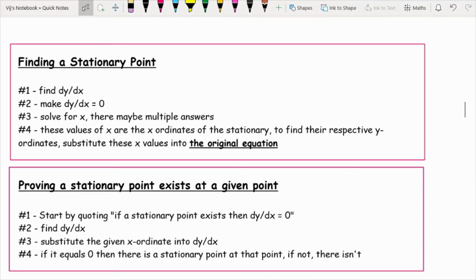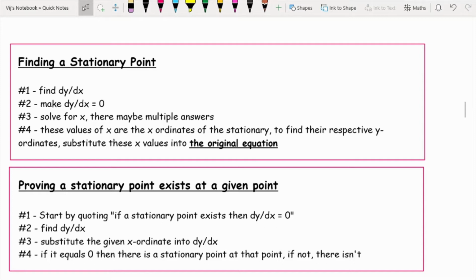So the first thing you need to do is find dy/dx. Then we need to make it equal to 0, because obviously at the stationary point the gradient is equal to 0. Then we need to solve it for x. Now as you can see from the previous diagram, with the cubic graph, a polynomial can have more than one stationary point. So don't be deterred if you find that there's more than one value of x, because there may be several stationary points on the curve based on the polynomial.